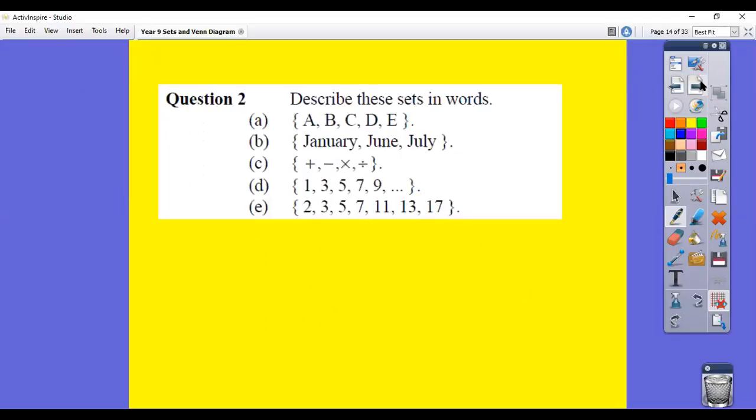Then question 2 says describe these sets in words. For set A, you have these elements a, b, c, d, so you can say the letters of the alphabet. Set B, how would you describe these elements? What's the connection? Question C, again, how would you describe these elements? Why are they all being grouped together? And so forth.